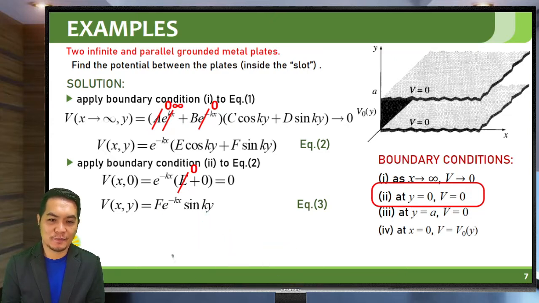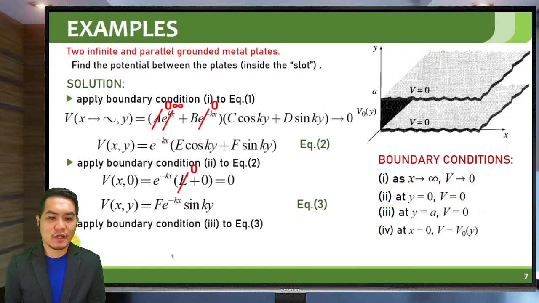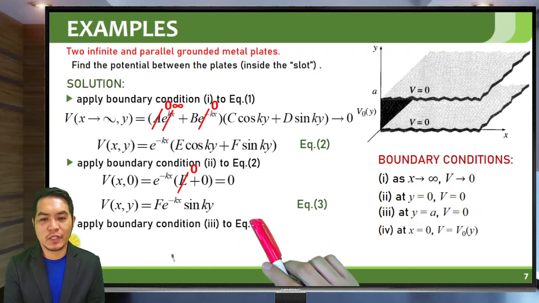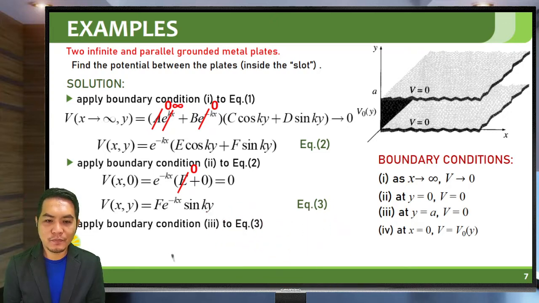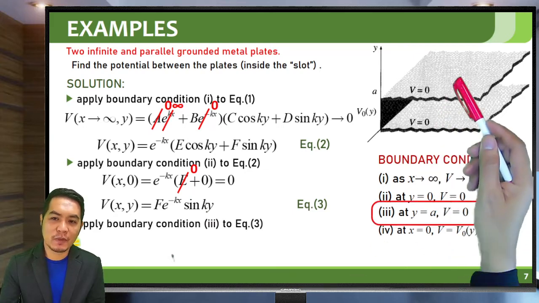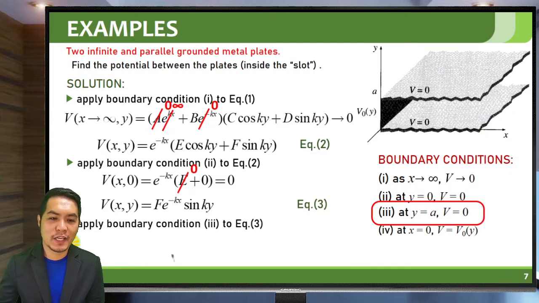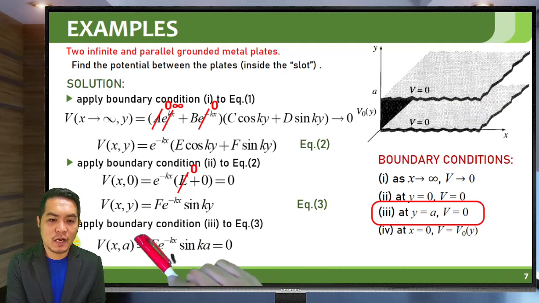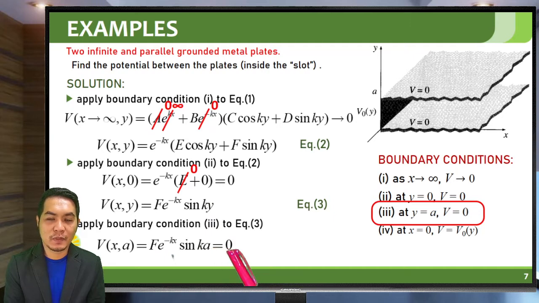So we now apply the third boundary condition to this equation here, which we call equation 3. At y is equal to a, the potential must also be equal to 0. So we are talking about the upper plate here. So at y is equal to a, the potential must be equal to 0.